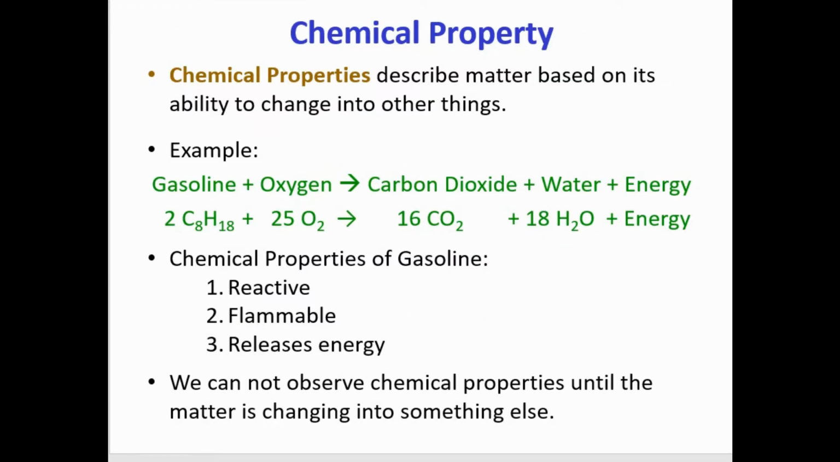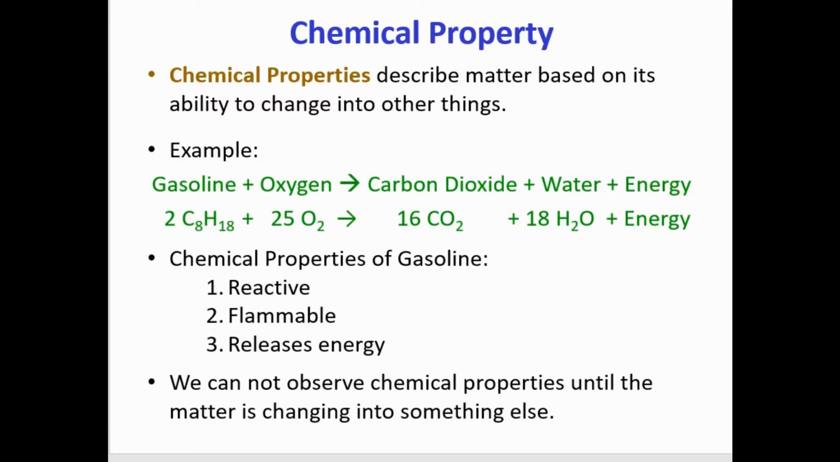We can describe matter using its chemical properties, its ability to change from one thing to something else. For example, when you're driving down the road, your car is mixing gasoline with oxygen to provide you with lots of energy, and out the tailpipe comes carbon dioxide and water. That gasoline and oxygen have combined and changed into something very different: carbon dioxide, water, and energy.